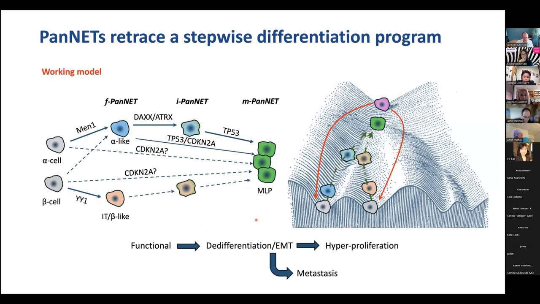Okay, so to conclude, what we learned so far is that it's really very complex. And for me, it's really amazing biology. Neuroendocrine tumors switch from IT to MLP, with different combinations of mutations. And again, they do retrace these embryonic stages.